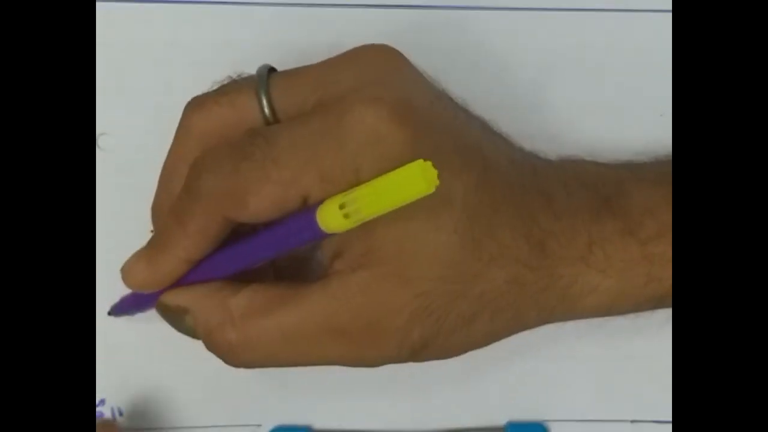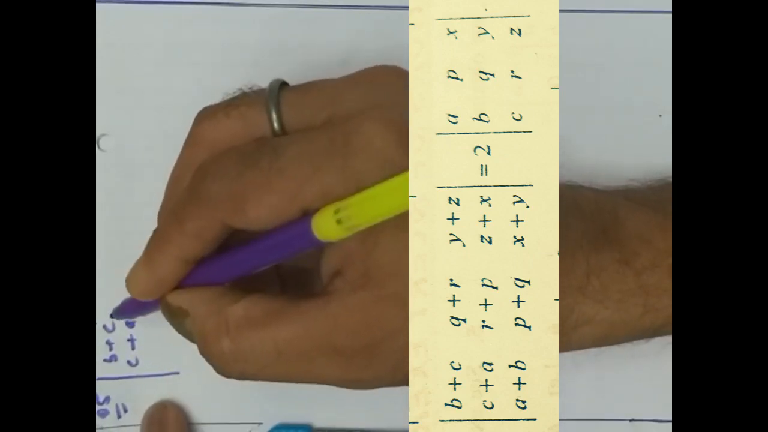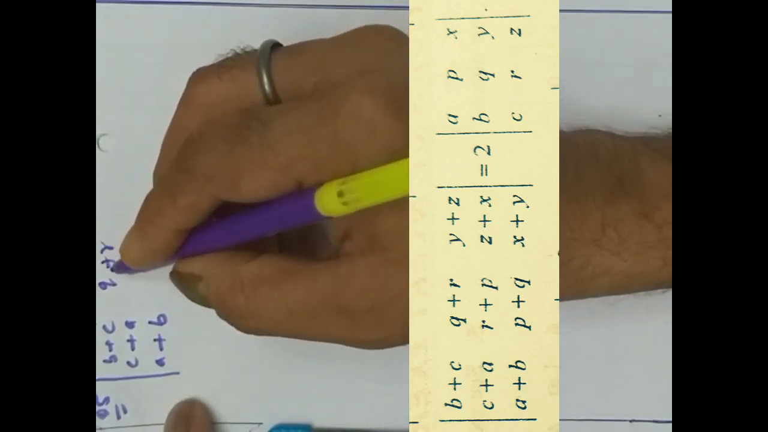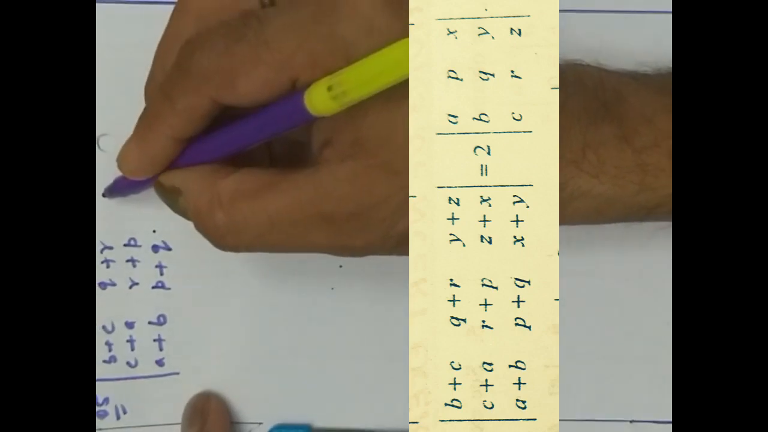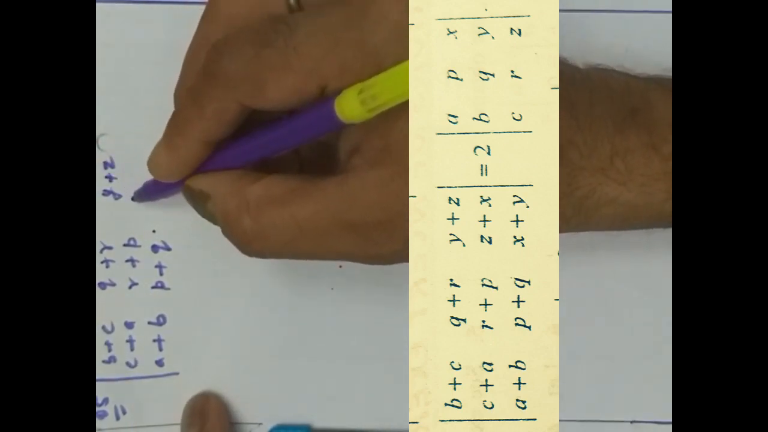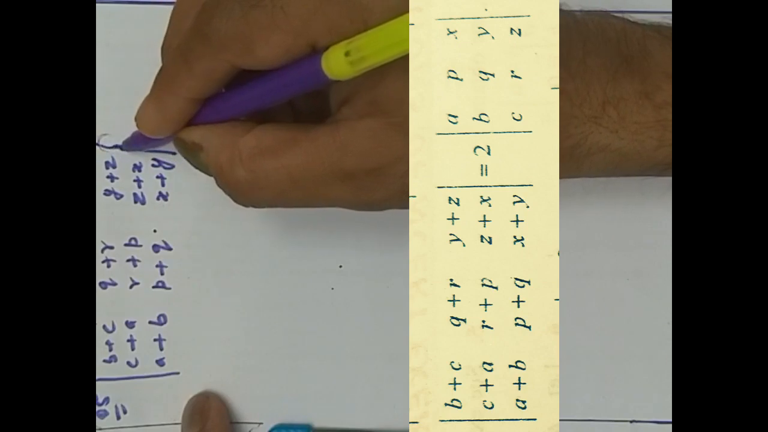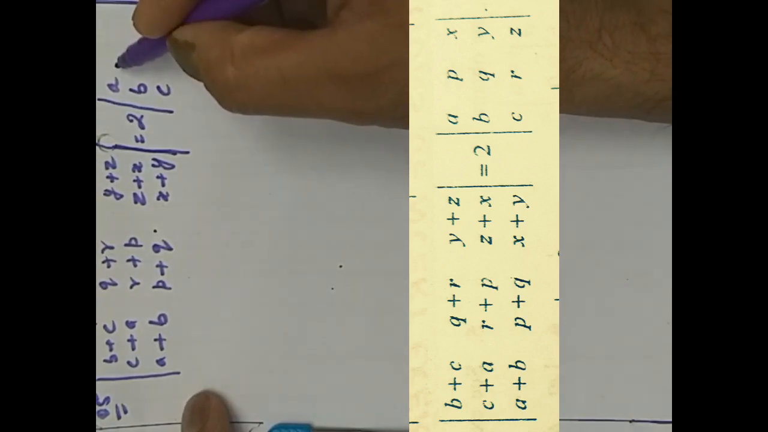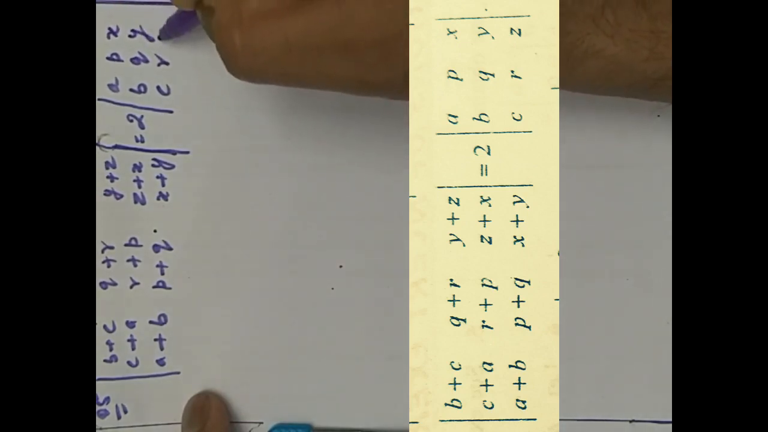Question number 5 says, and this question is very important, we have to prove that the determinant with rows B plus C, Q plus R, Y plus Z; C plus A, R plus P, Z plus X; A plus B, P plus Q, X plus Y is equal to twice of the determinant A, B, C; P, Q, R; X, Y, Z.